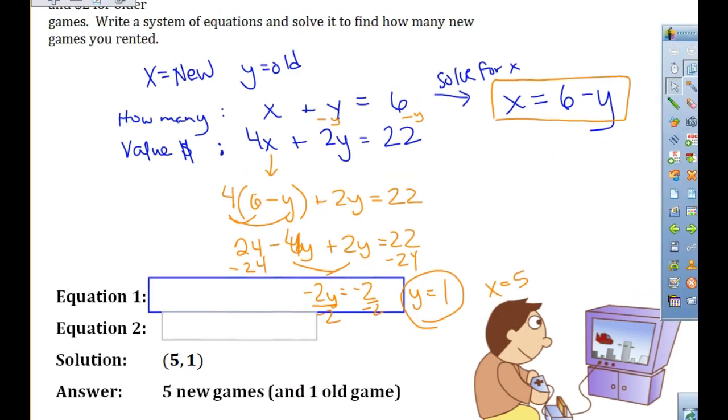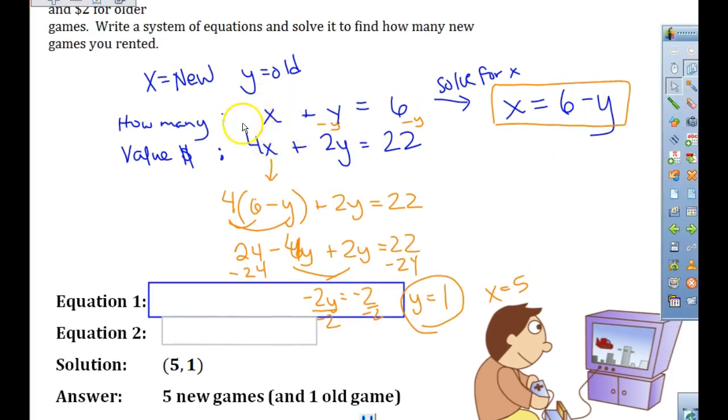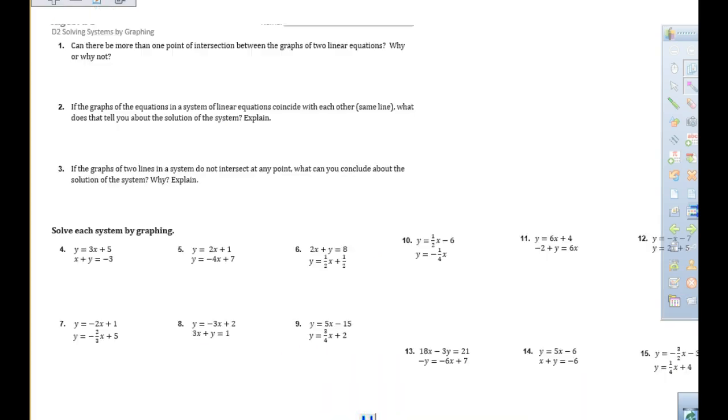The other way is, since we were trying to find x, our new games, in this one, if we would have solved for y first, you would have had y equals 6 minus x, and you would have got the x answer right away. And if it's a story problem and they only ask you how many new games you had, you only have to get that answer of the system. You don't have to tell me this one because it's not really asking that, okay?